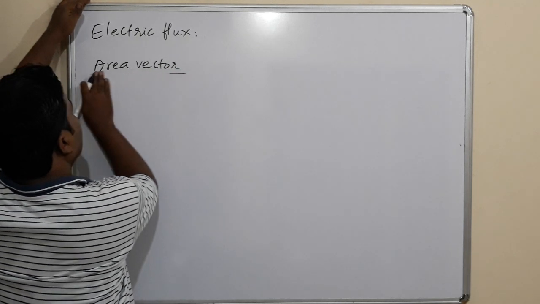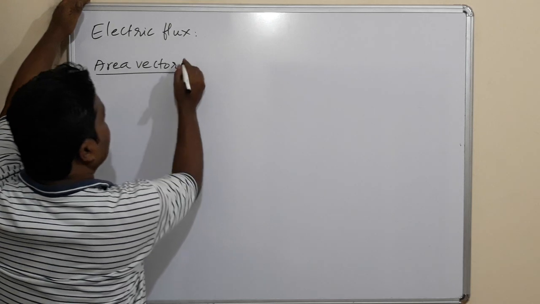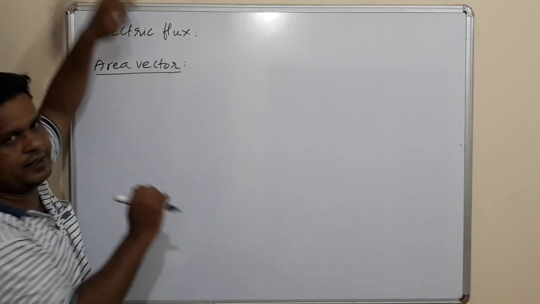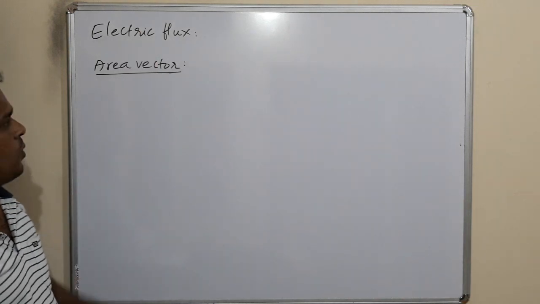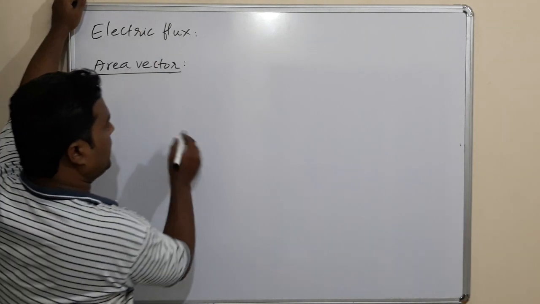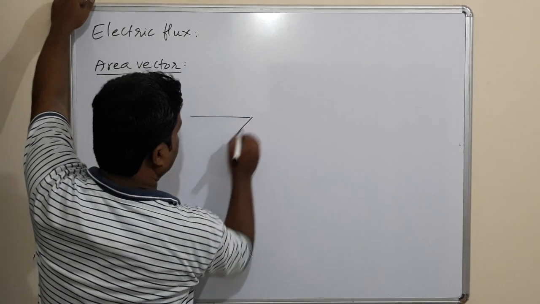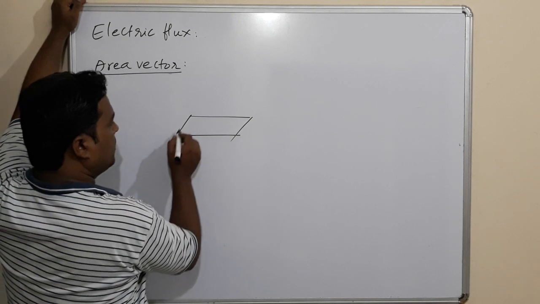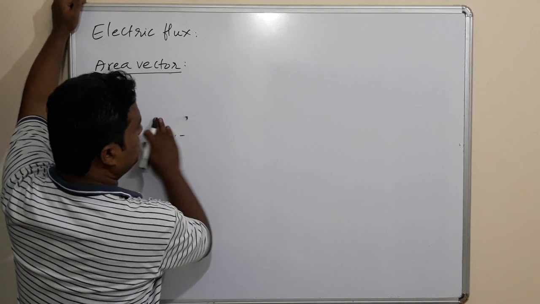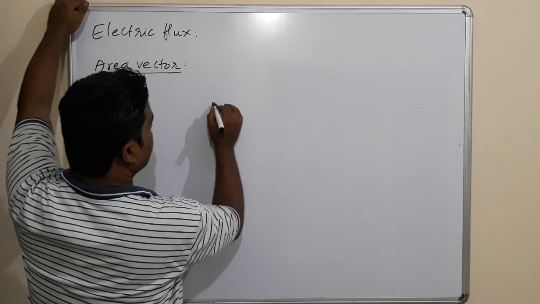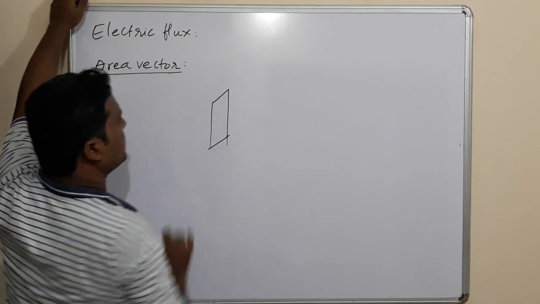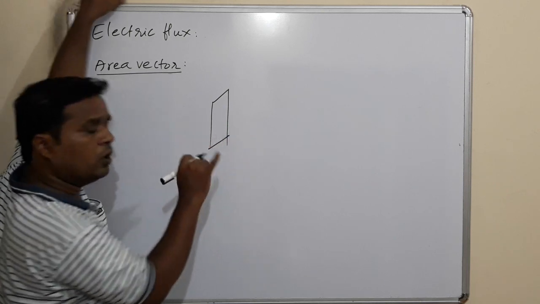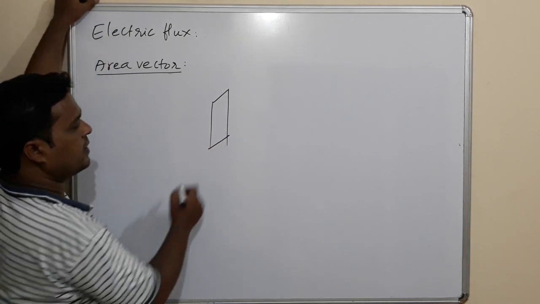What is this area vector? Area is basically a scalar quantity. If you have an area like this, let us take this is the area. Area or a small portion of this area also we can consider.